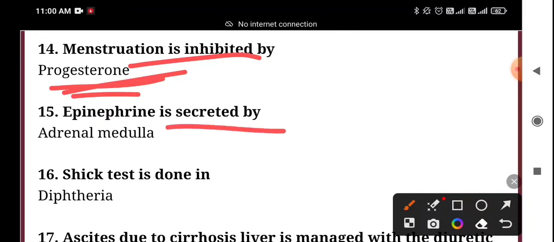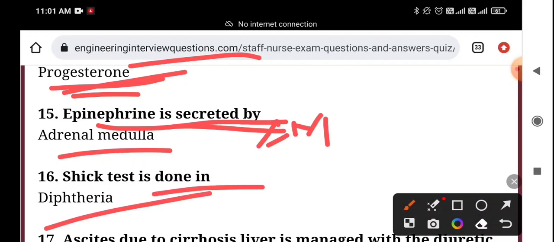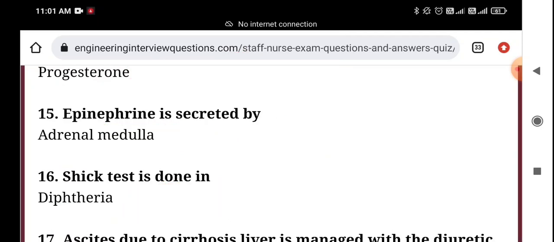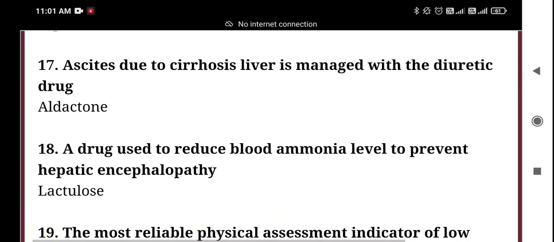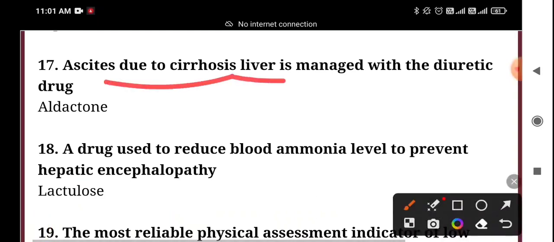Epinephrine is secreted by the adrenal medulla. So next question. Schick test is done in the diphtheria condition. So next question. Ascites due to cirrhosis of the liver is managed with the diuretic drug Aldactone.